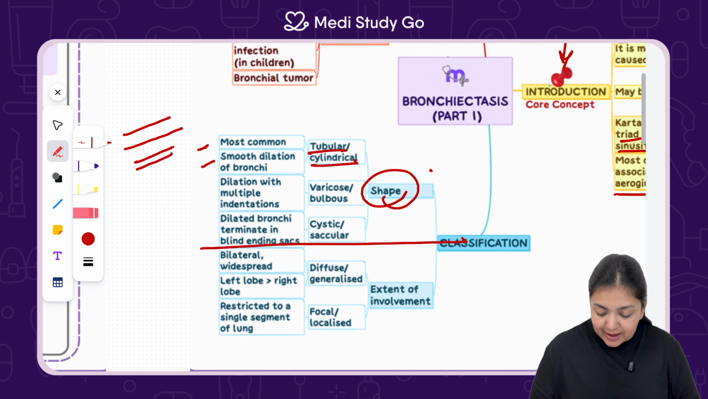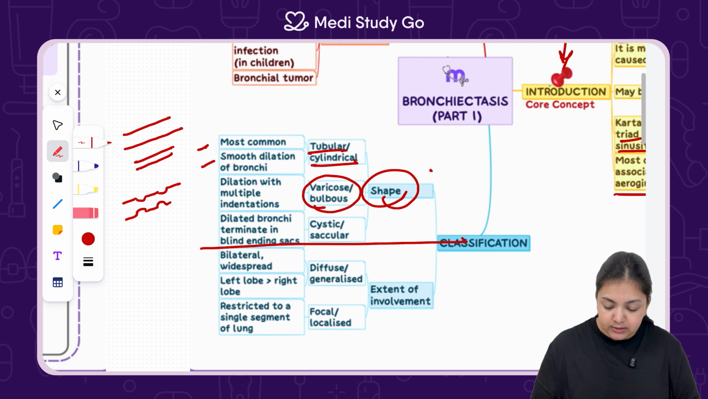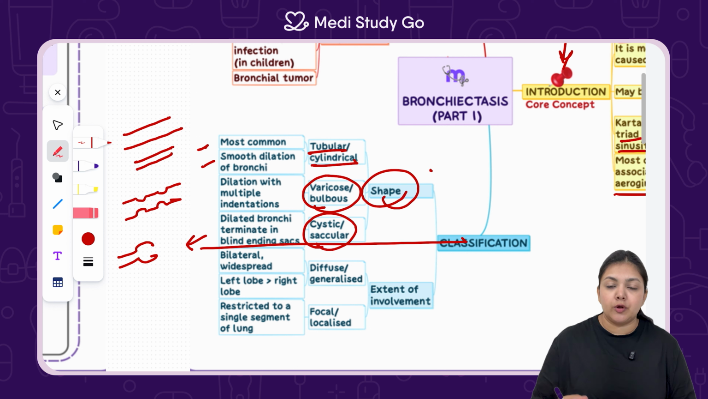Secondly, there can be varicose or bulbous dilation, wherein the dilation happens in several indentations. So there is some indentation present. Thirdly, there can be cystic and saccular dilation of the bronchi, wherein the bronchi terminate in blind ending sacs. So a sac is being formed. This is going to collect more bacteria and mucus.